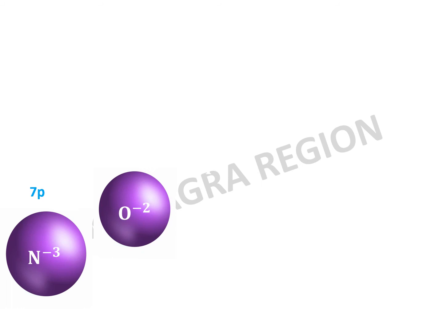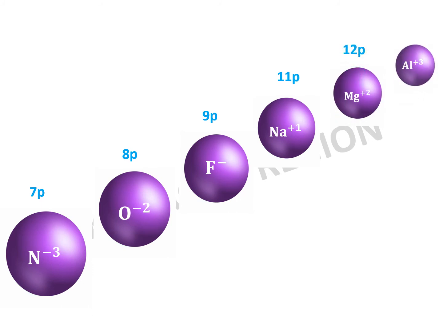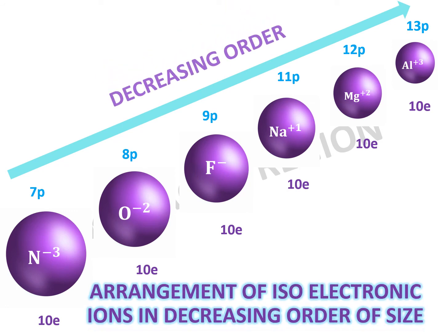Now the case is reverse. N3- with 7 protons, O2- 8 protons, F- 9 protons, Na+ 11 protons, Mg2+ 12 protons, and Al3+ with 13 protons. Here the number of electrons in all these ions is the same, that is 10. But we can see the arrangement. Now they are arranged in decreasing order of their size. This is how isoelectronic ions are placed in decreasing order of size.